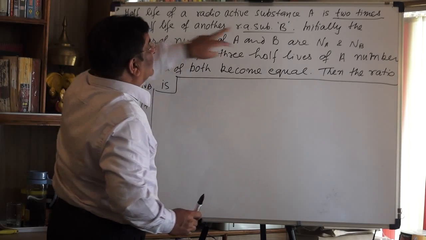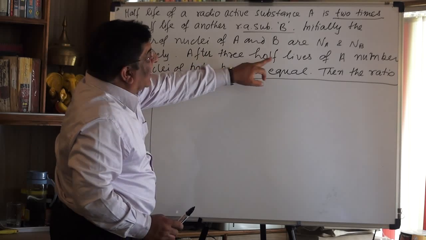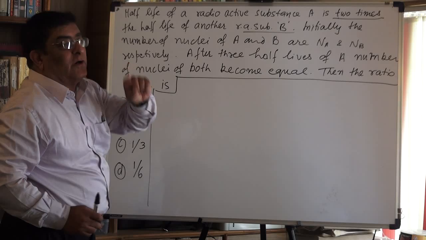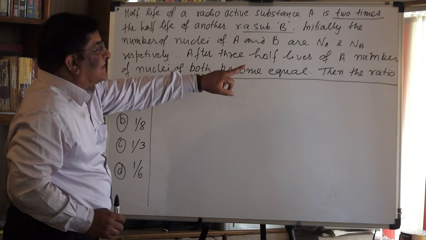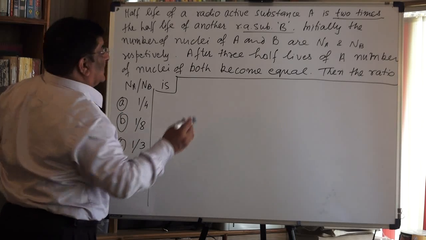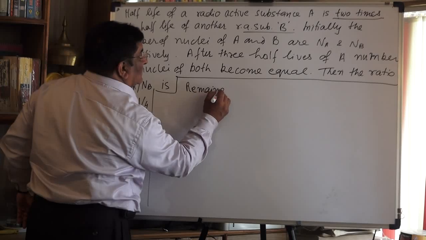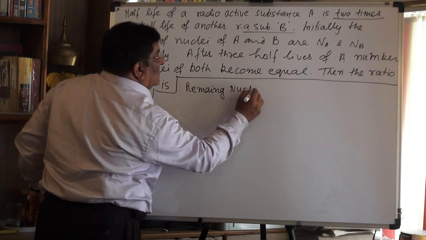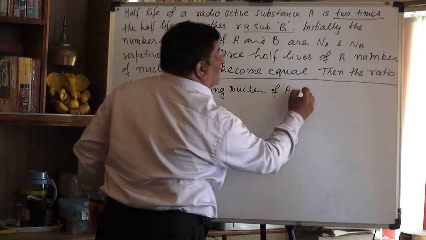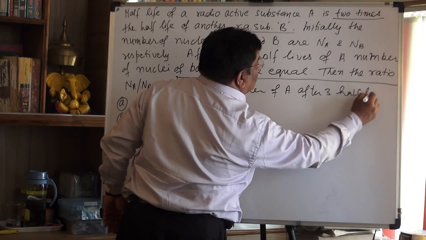Now it is given to us initially the numbers Na and Nb, and 3 half-lives of A. When 3 half-lives of A have passed, what is the number remaining? A very easy method: remaining nuclei of A after 3 half-lives.